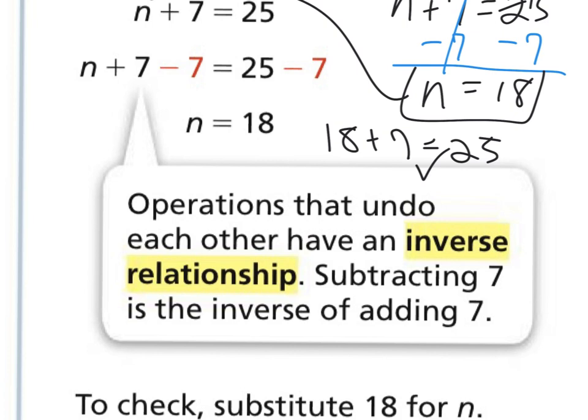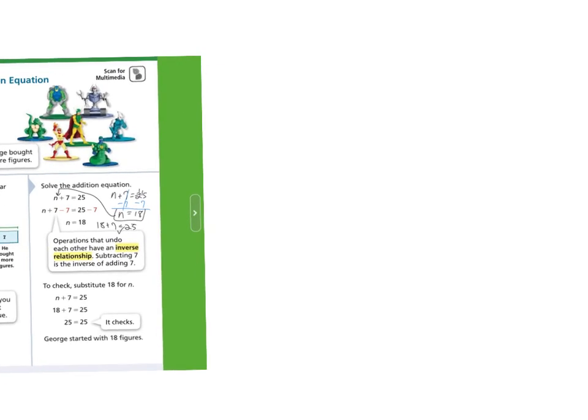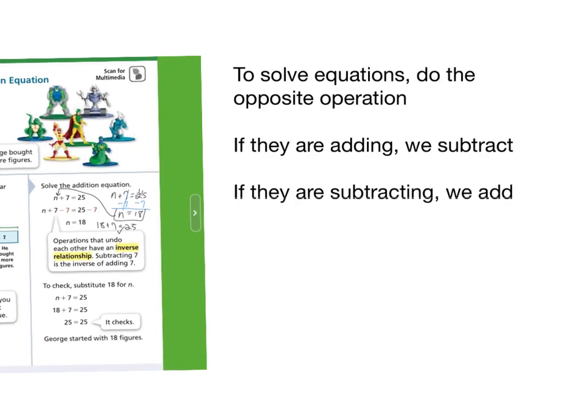The book talks here about inverse relationships or inverse operations. So addition and subtraction have an inverse relationship, or they're inverse operations. Another way I put it is opposite operations. So to solve equations, we're going to do, I'm going to call the opposite operation. So in this section, if they are adding on the side with the variable, we need to subtract. And if they're subtracting on the side with the variable, then we need to add.